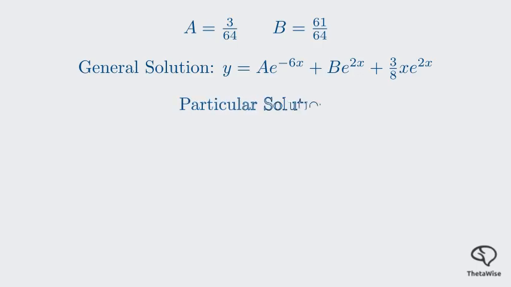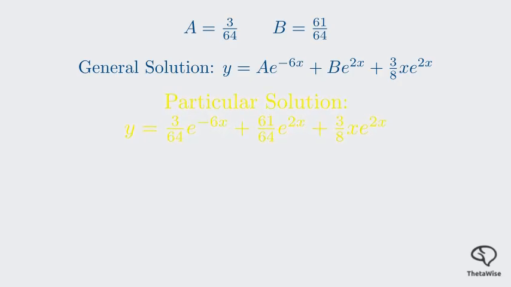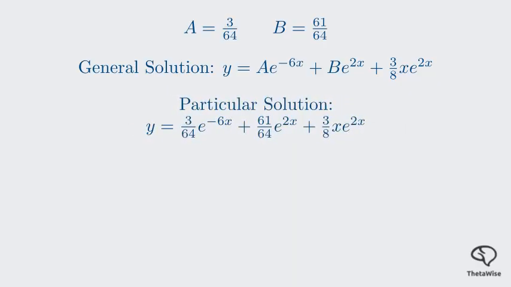y equals 3/64 times e to the negative 6x plus 61/64 times e to the 2x plus 3/8 times x times e to the 2x. Notice how the constants a and b are now specific numbers, making this a unique solution that satisfies both the differential equation and the initial conditions. A quick comparison with the memo shows our answer matches perfectly. This confirms our step-by-step process was correct. To summarize, we started by finding the complementary function, then the particular integral, combined them to get the general solution, and finally used initial conditions to find the particular solution.